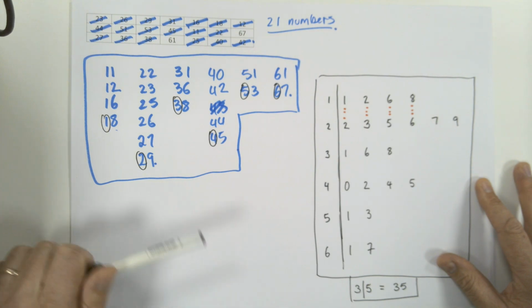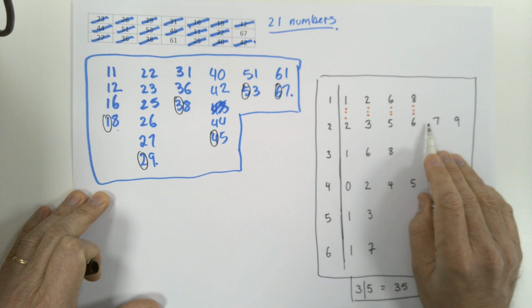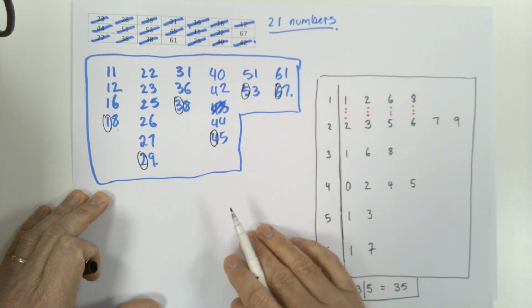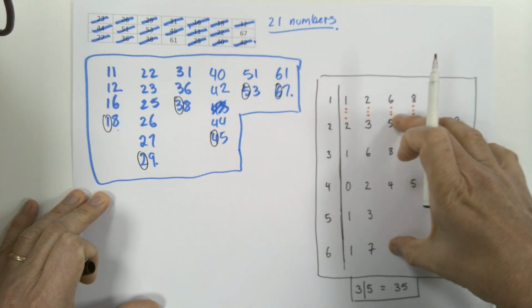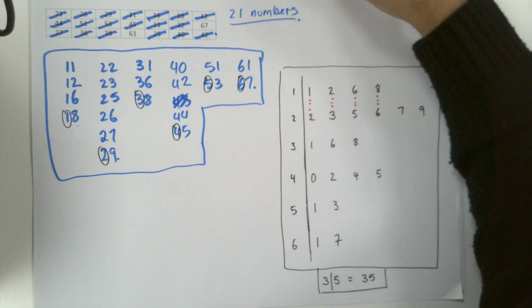If you've got multiples, so if you had three 25s, I would have three 5s here because there's three lots of 25. Every single number gets represented here, even if you've got double ups. Okay? All right, get to it.